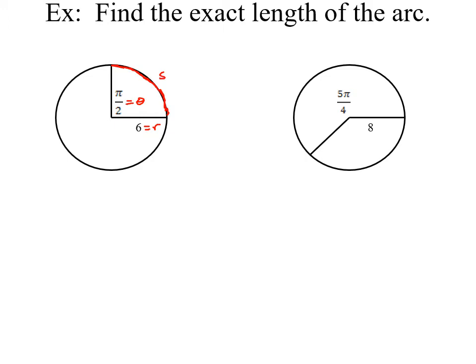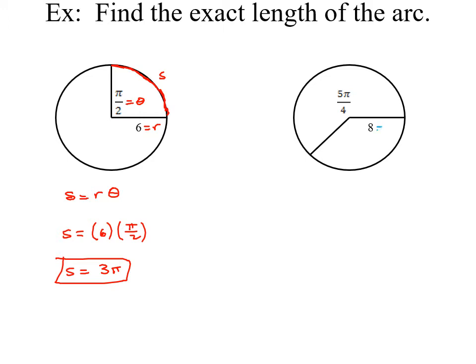That would be S. So S equals r theta. We just plug the numbers in. The r is 6. The theta is pi over 2. So the length on the outside is 3 pi. The arc length is actually measured in the same units as the radius. So if the radius is 6 feet, then the arc length is 3 pi feet.